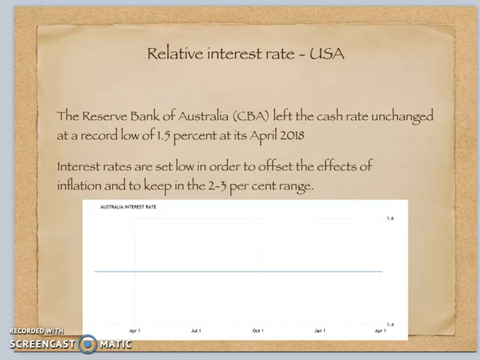The Reserve Bank of Australia left the cash rate unchanged at a record low of 1.5% at its April meeting in 2018. Interest rates are set low in order to offset the effects of inflation and to keep it in the 2 to 3% range.